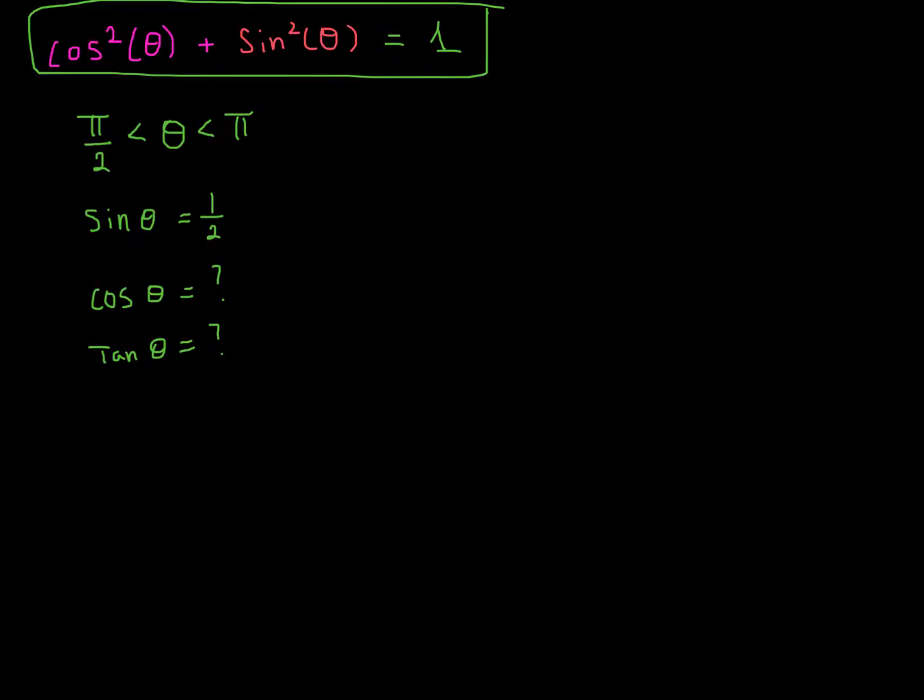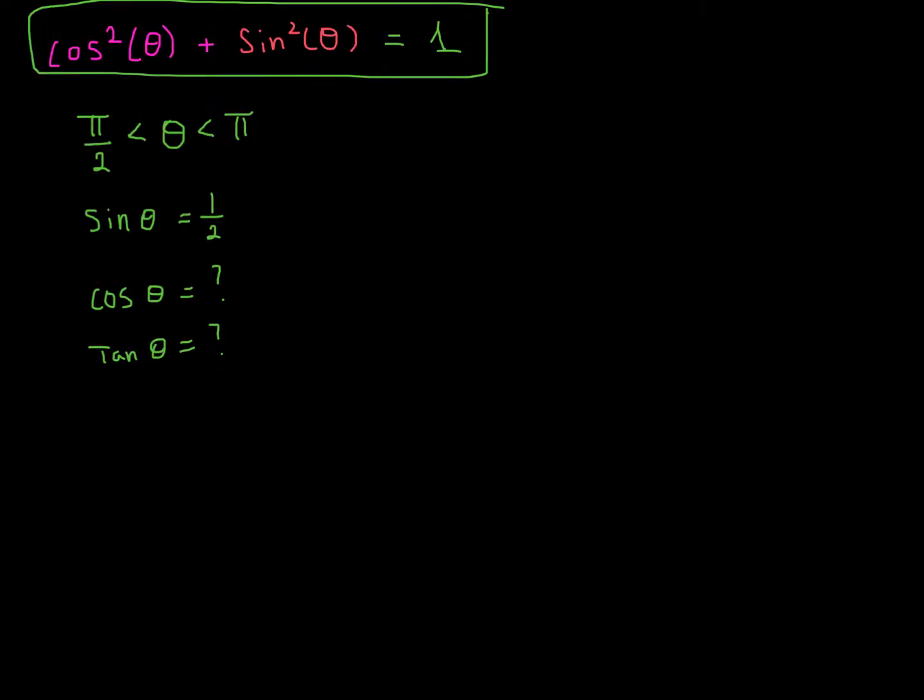Let's see how we can use this. And this is a simple problem. It's maybe so simple that you can just imagine it in your mind, but the idea is that we want to see how this is useful so that when we can't actually picture this situation in our mind, we can use the Pythagorean identity.